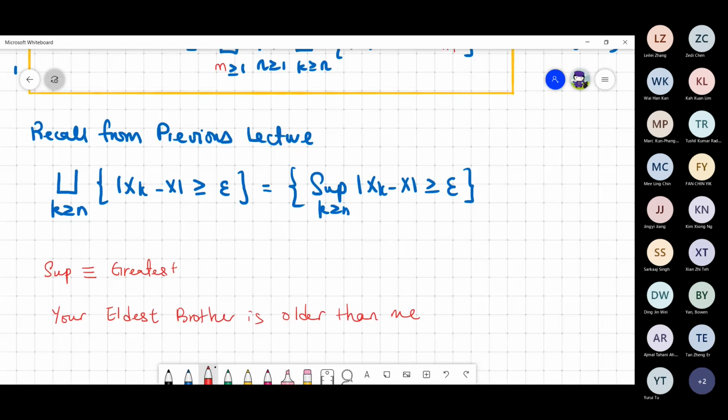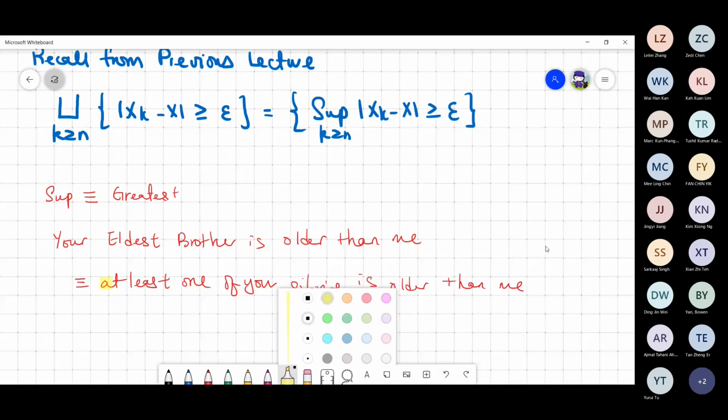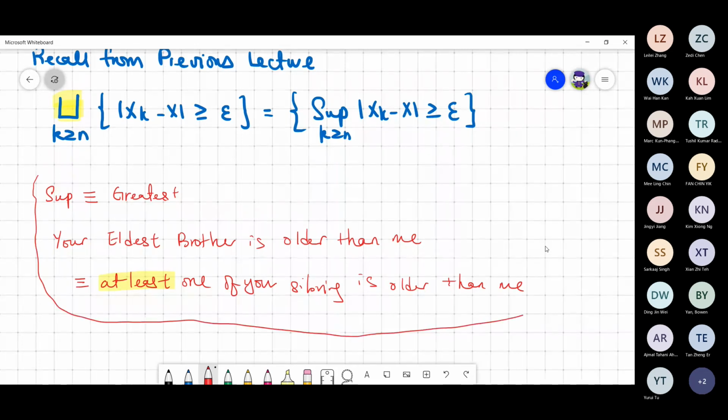So among your siblings, the supremum is larger than epsilon, larger than me. If your eldest brother is older than me, that is actually equivalent to saying at least one of your siblings is older than me, right? So when you talk about "at least", like what we have discussed just now, it actually relates to union. Okay, so you may remember this kind of relationship using some simple logic like this.